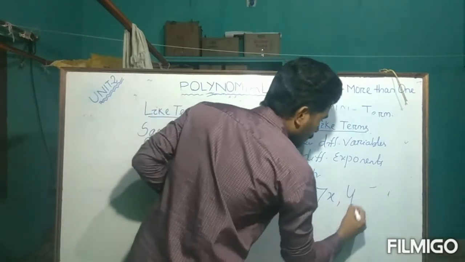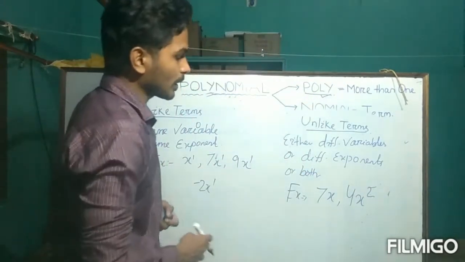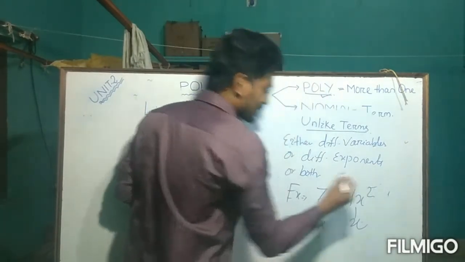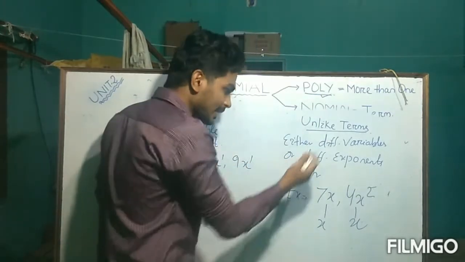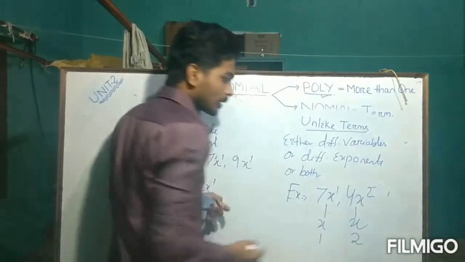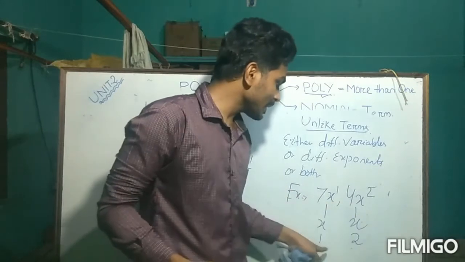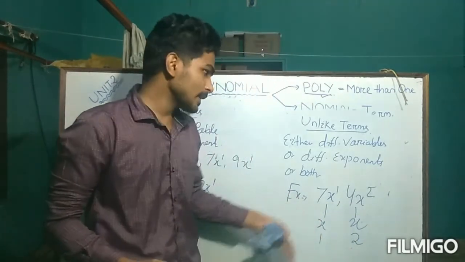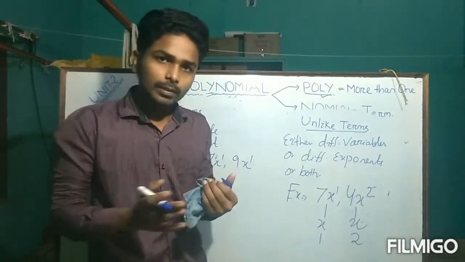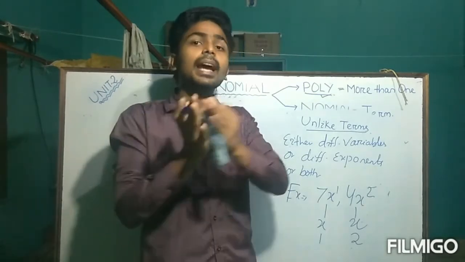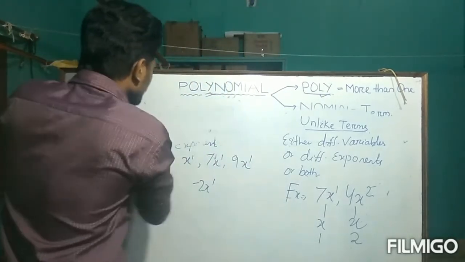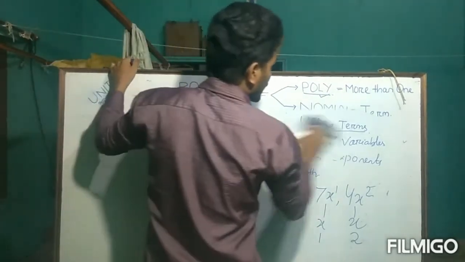7x and 4x square. In these two terms, the variable is x here, and here also the variable is x. Though the variables are the same, here the exponent is 1 and here the exponent is 2. So though they have the same variable, they have different exponents. That's why they are unlike terms. In this way we can easily list out the like terms and unlike terms from a bunch of terms.